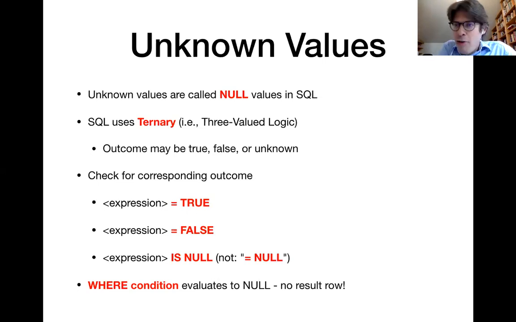Now, this is how you can essentially check for the evaluation result of one of those Boolean expressions. You can check whether it is true or whether it is false. Careful, if you want to check whether the evaluation result is null, whether the evaluation result is unknown, you cannot simply write equal to null, but you need to write is null in order to check for that. And then if you have any rows in your data where the condition in the where clause, for instance, evaluates to null as opposed to true, then those rows will not be contained in your query result.